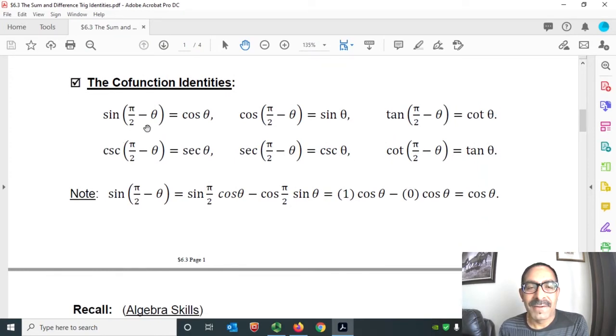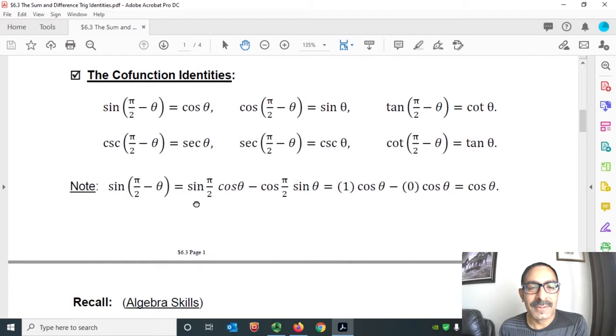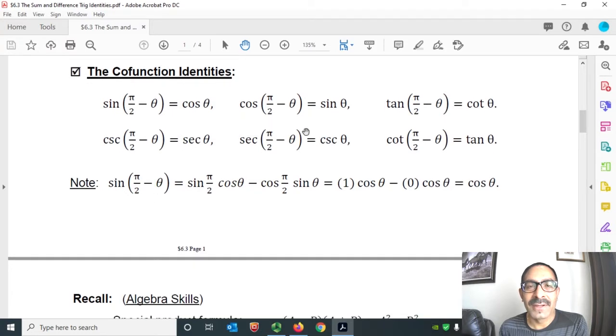Next, the cofunction identities. Sine of pi half minus theta turns out to be cosine theta. I verified this quickly in the note here. Let me go to the note and I'll come back for the remaining functions later.